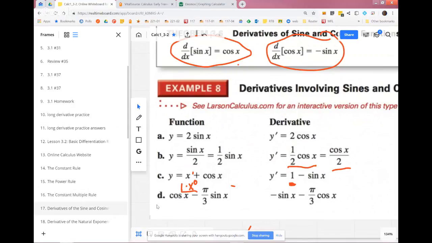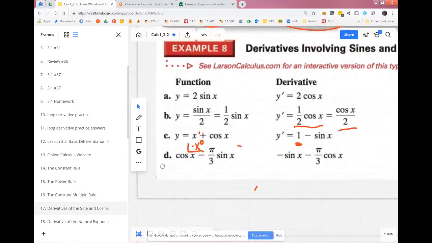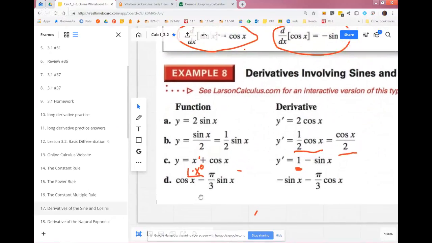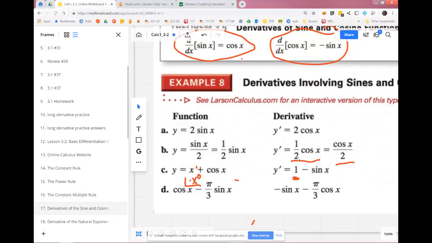And then part D, cosine x minus pi over 3 sine x. So what's the derivative of the cosine again? It's minus the sine. Here again, we have it right here. And we have a constant out in front. We don't have to do anything with that, do we? No. And what's the derivative of the sine? The cosine. So just leave that. There's no simplifying to do there.